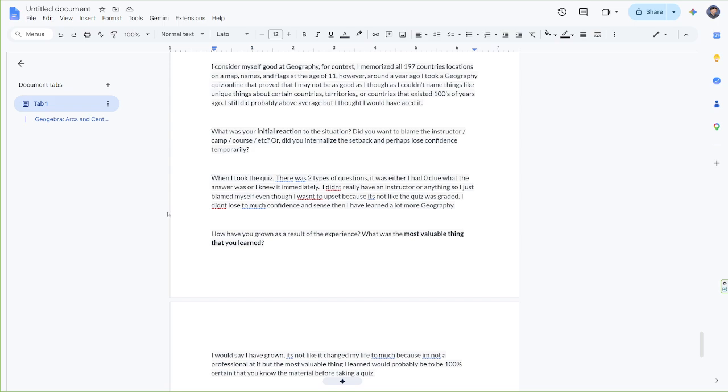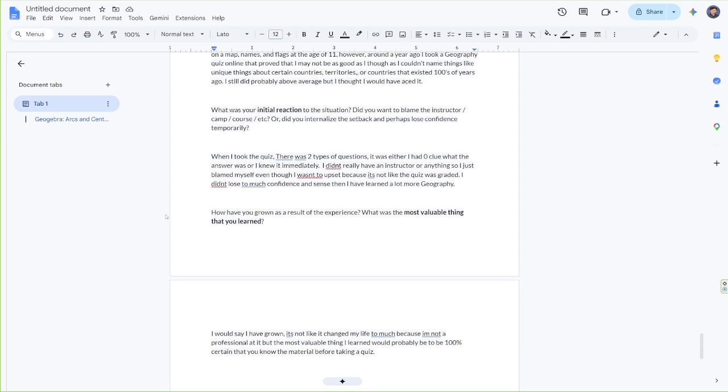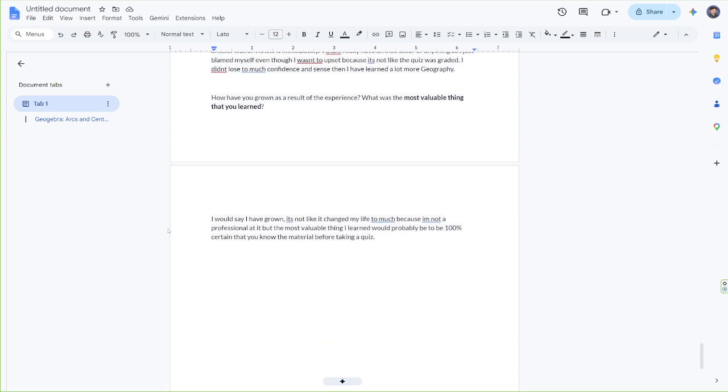How have you grown as a result of the experience? What was the most valuable thing you learned? I would say I have grown. It's not like it changed my life too much because I'm not a professional at geography, but the most valuable thing I learned was to be 100% certain that you know the material before taking a quiz on it.